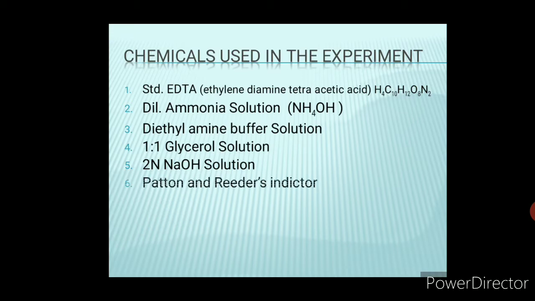So the next chemical is Patton and Reeder's indicator. Why can't we use our EBT, Eriochrome Black T indicator, since the color change is the same, red to blue? Because in the previous experiment the pH maintained was 10. Now here, because we are adding a strong base, NaOH, the pH will be higher, 12.4. At that 12.4 pH, EBT will not work, so we need to add another indicator which works at this high pH, which is Patton and Reeder's indicator.